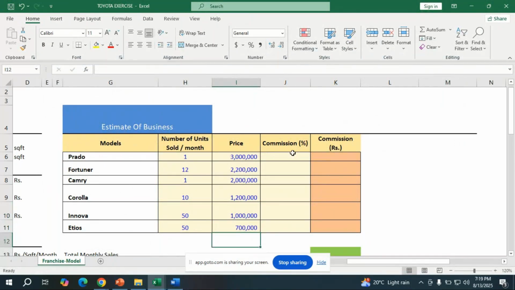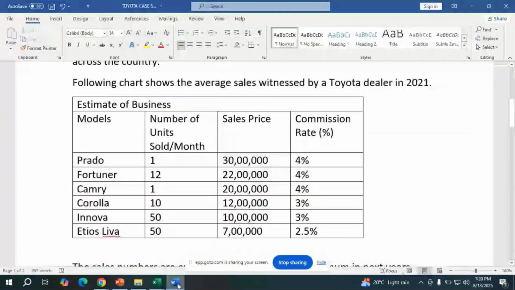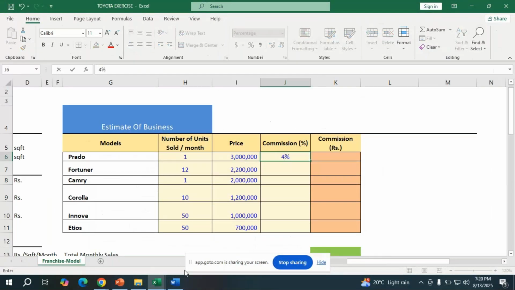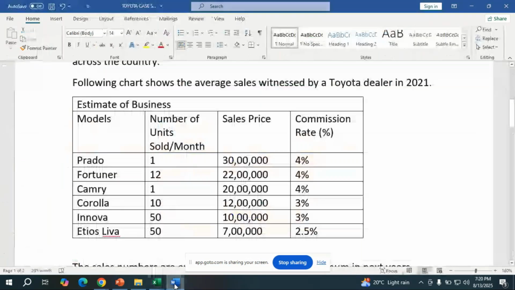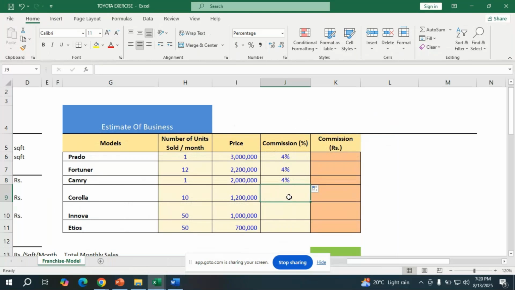So what is the commission percentage? Then commission in rupees is supposed to be calculated. Commission percentage is 4% for the first 3, till Camry it is 4%. And for Corolla it is how much? It is 3%, Corolla and Innova. And for Etios it is 2.5%.